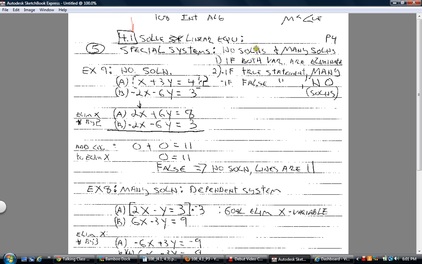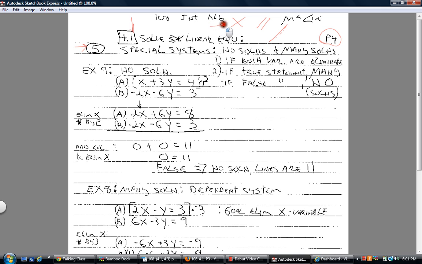We're going to wrap up section 4.1 on page 4, and this objective is called special systems. Let's work some problems and see how you might encounter them. Keep in mind that we had options of lines: 2 lines that intersect, 2 lines that are parallel and never touch, and 2 lines that are stacked on top of each other.